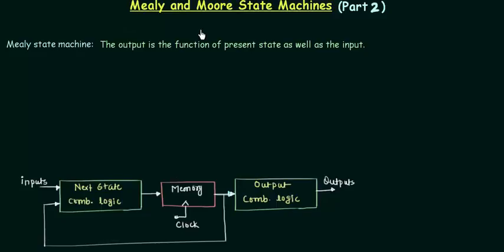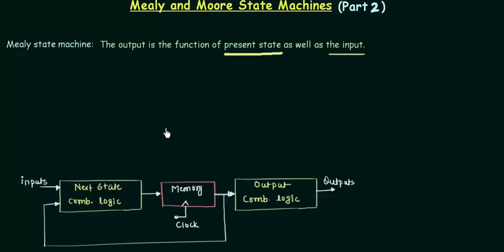In the last presentation we completed the Moore state machines, and now we are going to do the Mealy state machines, or Mealy circuit. If you remember, I told you the main difference between these two types of circuit is the way the output is generated. In Moore state machines, the output was a function of only the present state, whereas in the Mealy state machine, the output is a function of the present state as well as the input. So this is a very important point to remember.